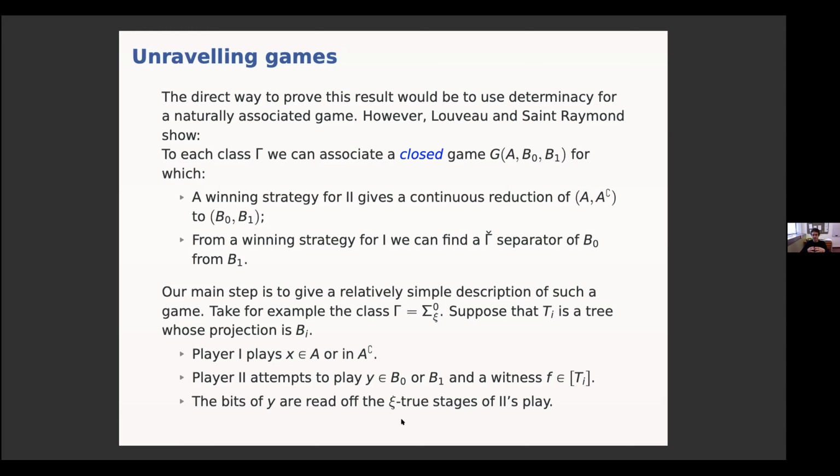And so basically, the arguments for this closed game come from an iterated priority argument. And ATR_0 is used in many places, but most specifically, we're using the fact that it proves closed determinacy.